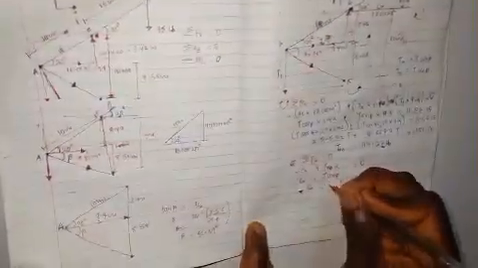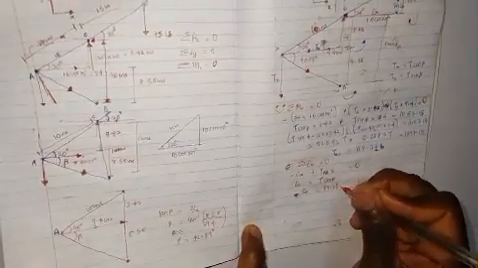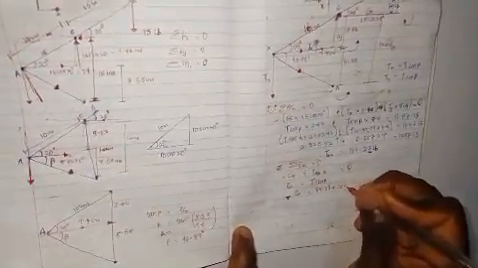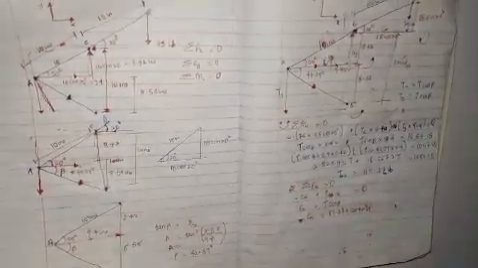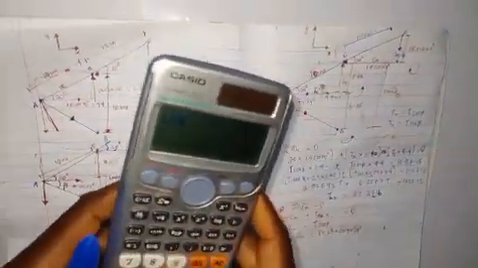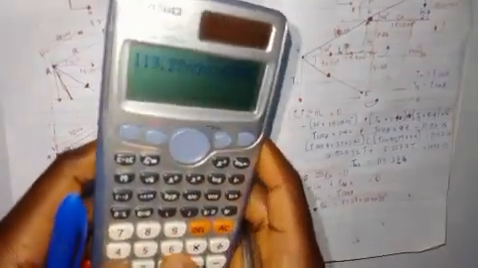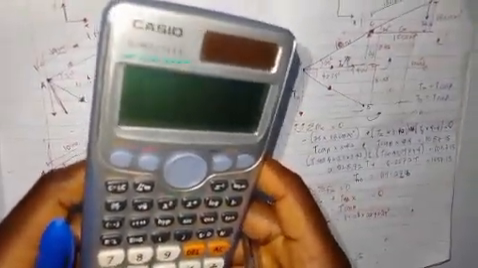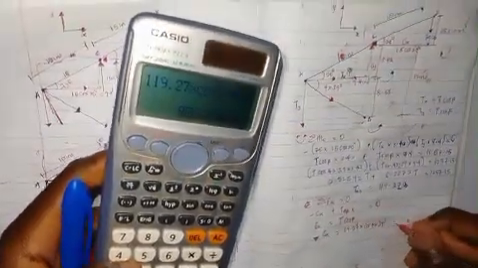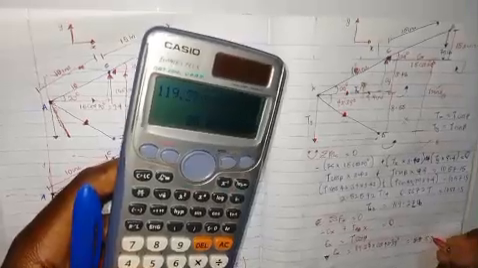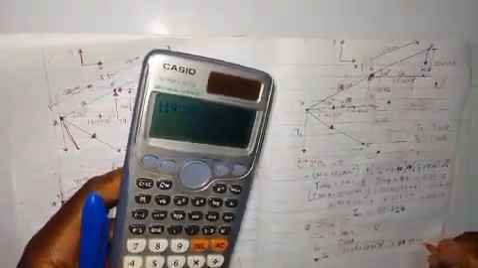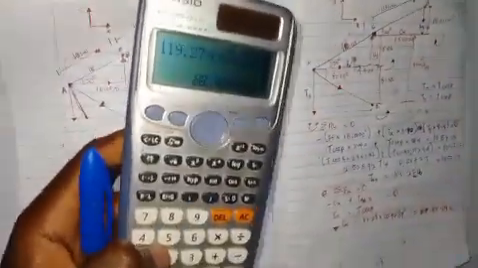So our Cx is equals to T cos beta. Our T is 119.27 times cos of 42.39 degrees. So that means we'll be having 119.27 times cos 42.39. So that means we'll be having 88.09 pounds.